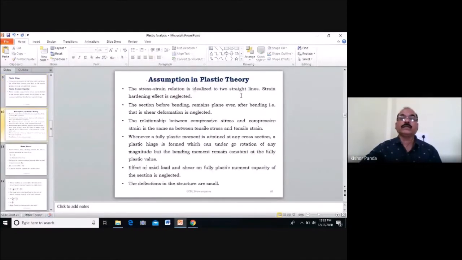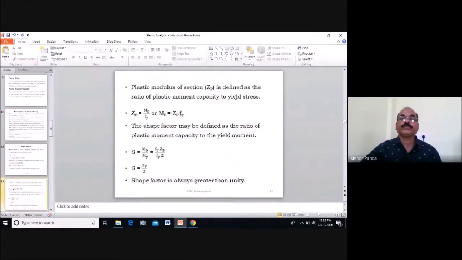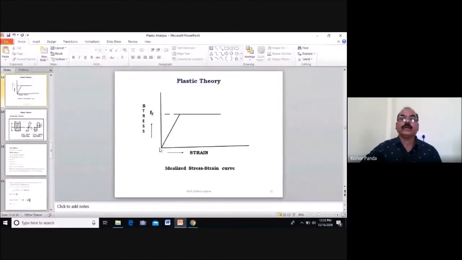These are the assumptions in plastic theory. You have to remember that the stress-strain relation is idealized into two straight lines, and the strain hardening effect is neglected. The stress-strain diagram in plastic theory is two straight lines. This is one straight line and this is another straight line.